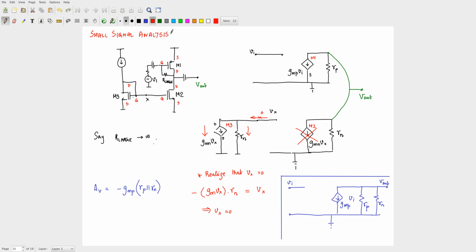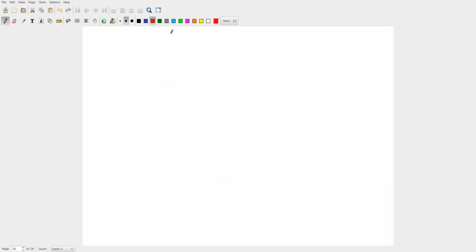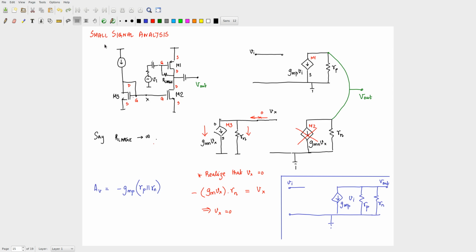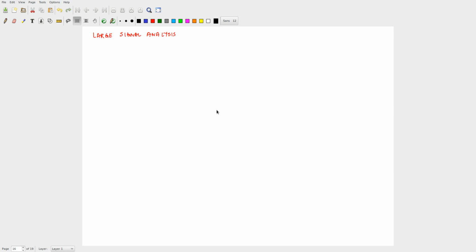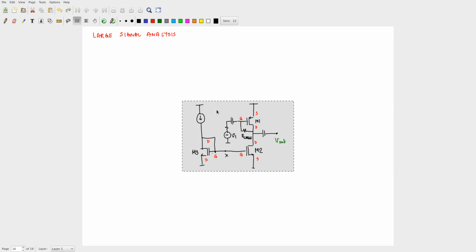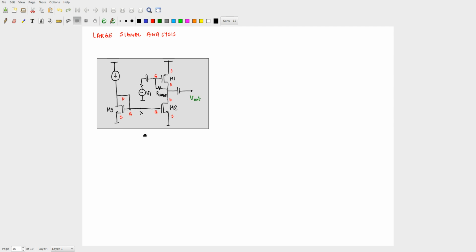All right. Next, something which we have not done for many of these circuits, which is the large signal analysis. And just for reference, I will keep this circuit with me. Okay. Now, in order to do the large signal analysis, I am going to do something slightly fishy. So, just look what I am up to.